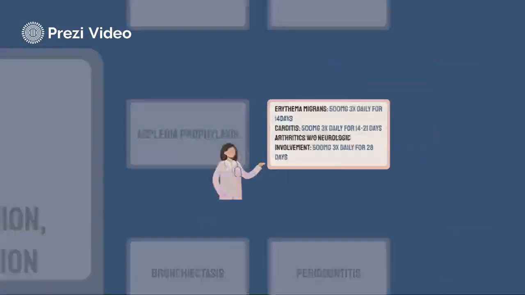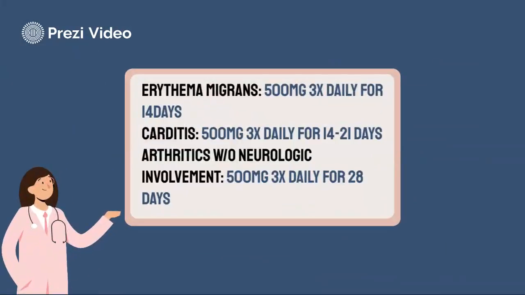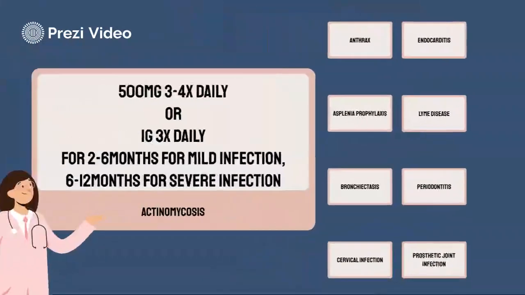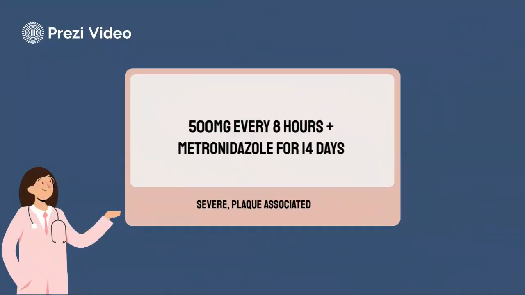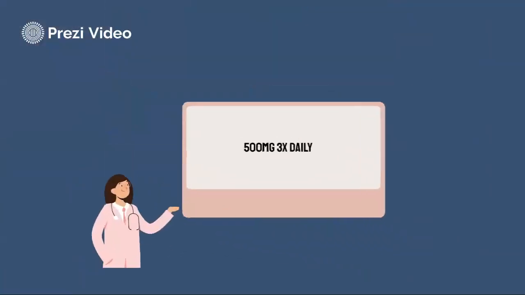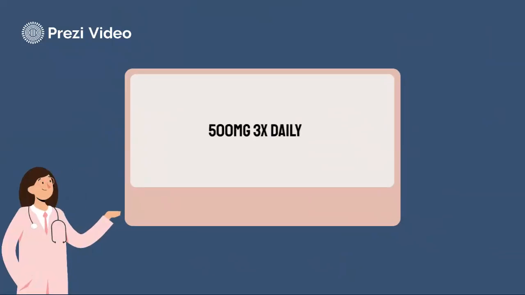And then we have Lyme disease. For erythema migrans, we have 500 milligrams 3 times daily for 14 days. If you have carditis, it's 500 milligrams 3 times daily for 14 to 21 days. And if it's arthritis without neurologic involvement, you may use 500 milligrams 3 times daily for 28 days. And then for severe plaque-associated periodontitis, you may use 500 milligrams every 8 hours plus Flagyl for 14 days. And then for prosthetic joint infection, you may use 500 milligrams 3 times daily.